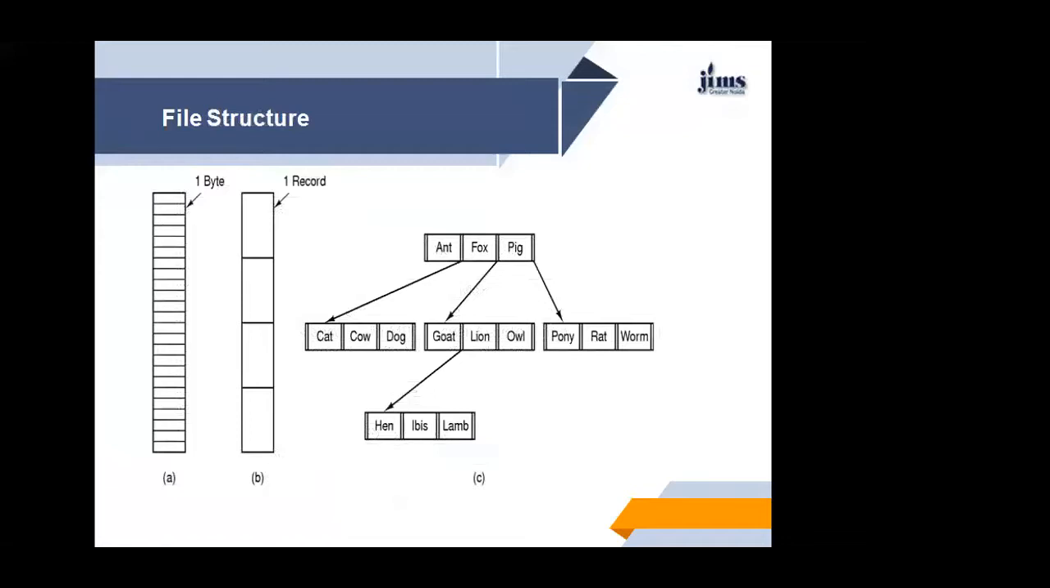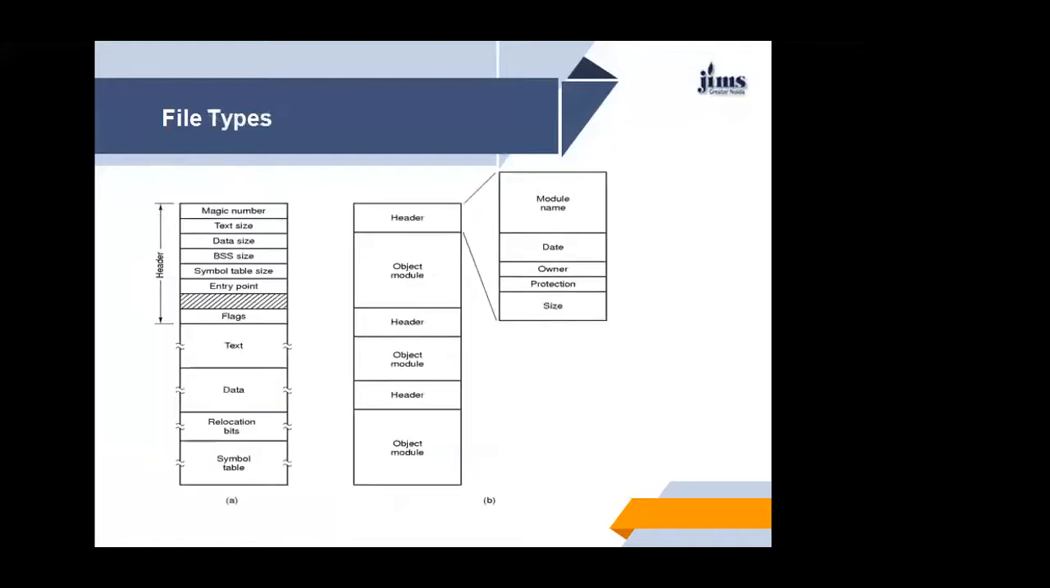In a single level directory, you can have a directory that contains some files. Two level is a directory within a directory. And then a tree structure directory. These are all the structures, and you can say this is the byte storage, record storage, and tree storage. This is the file type.